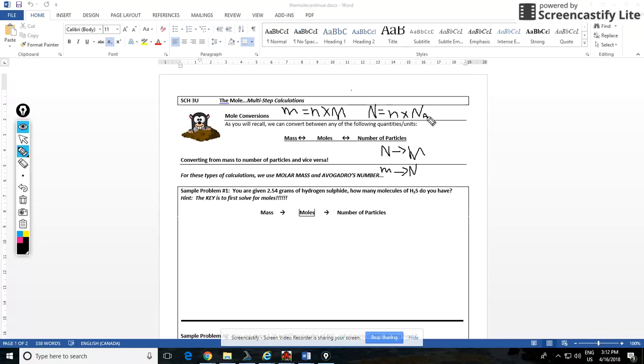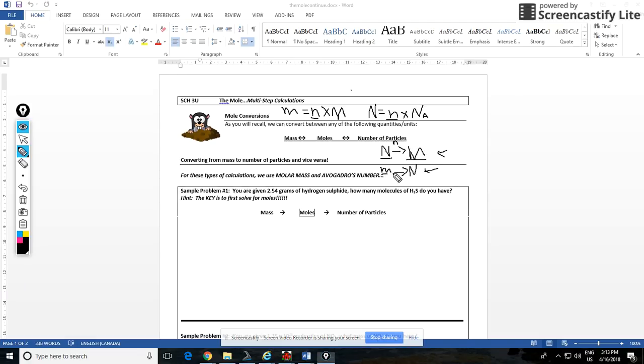What you'll notice is that there's no direct formula to go from mass to particles and from particles to mass. So what you have to do is use both of these formulas, and you'll notice there's one common element between them, the number of moles. So if you're given the number of particles and you want to convert to mass, you first have to convert to moles first and then convert to mass.